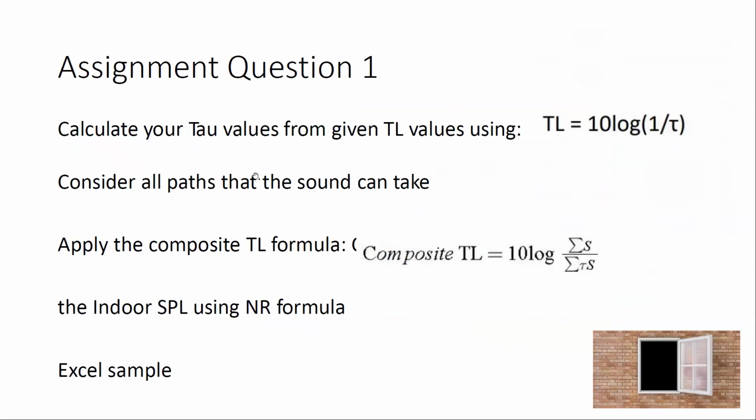These are the basic guidelines for the questions in your assignment. Calculate your 12 values from given TL values using that equation. Consider all paths the sound can take. Apply the composite TL formula, and then the indoor SPL using the NR formula. And then we're going to solve an Excel sample for it, which is your assignment. But I'm going to show that to you later. Just a quick pause.